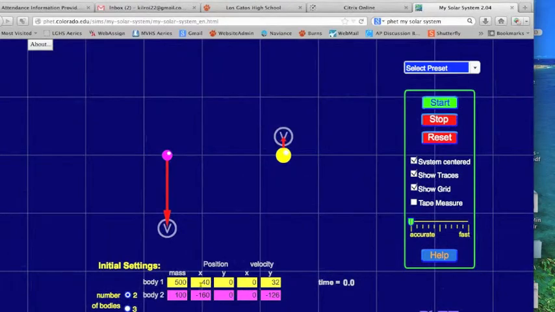And I'm going to put it at -400 in the x. So way off to the side, mainly so we can see what's happening. And then I'm going to make body 2 little again. So we're back to big M, much bigger than little m.